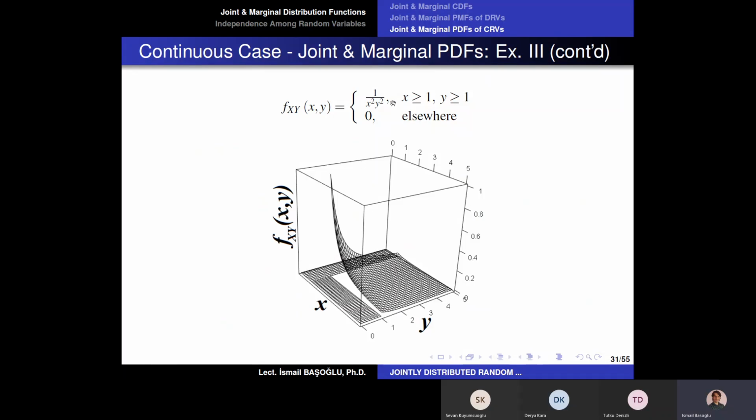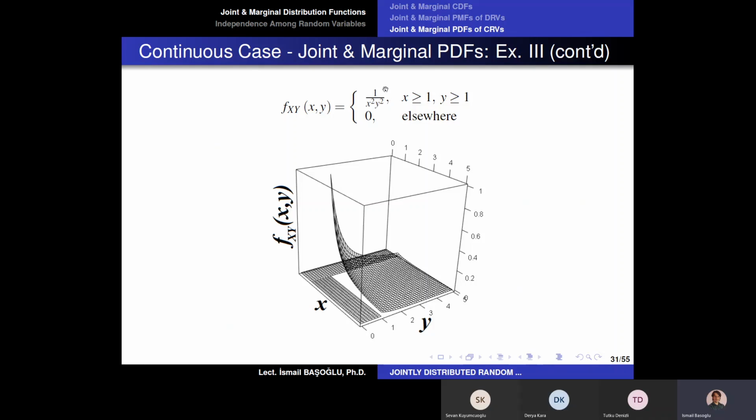Now you see, my function is this. When my variables x and y take values greater than or equal to 1, in that case, my function is calculated like that. But in every other part, the function is equal to 0. You can see it here. For values less than 1, when x is less than 1, for example, here, and when y is less than 1, the function is simply 0. Otherwise, the function is equal to 1 over x squared y squared.